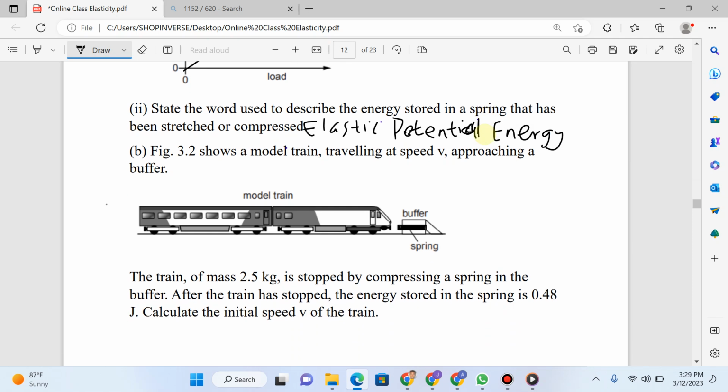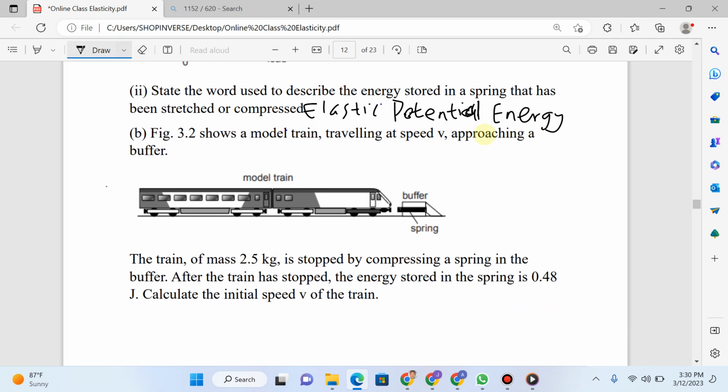Okay, let's go on. The train. Question B says, figure 3.2 shows a model train traveling at speed v approaching a buffer. The train of mass 2.5 kg is stopped by compressing a spring in the buffer. After the train has stopped, the energy stored in the spring is 0.48 joules. Calculate the initial speed of the train.